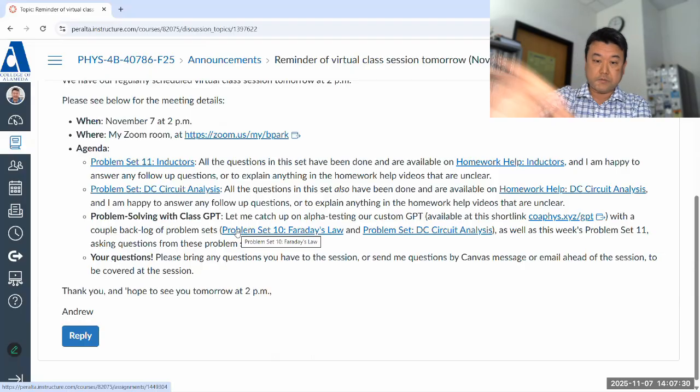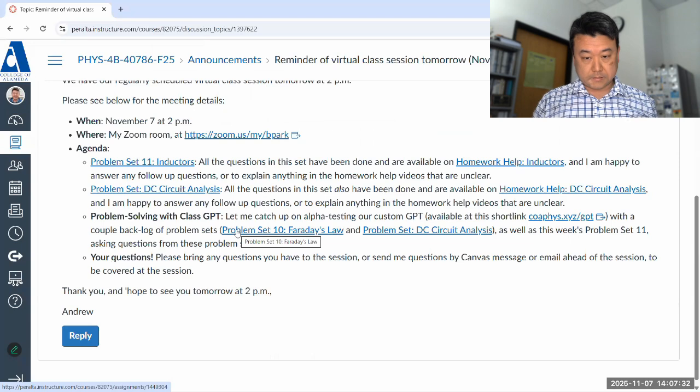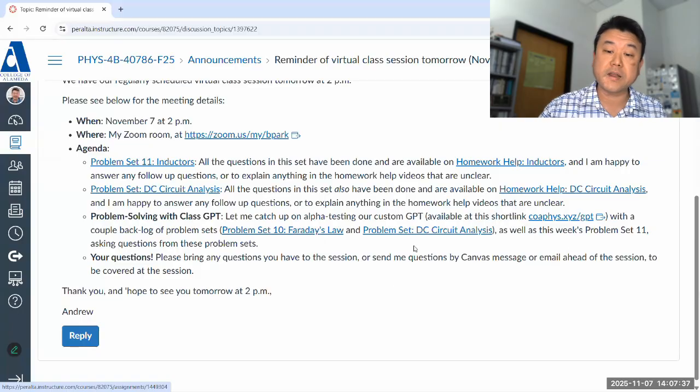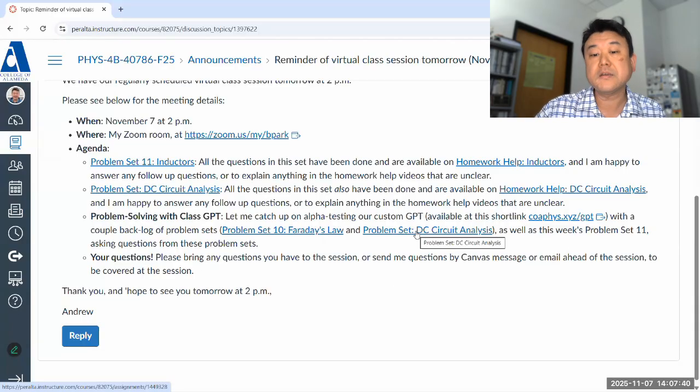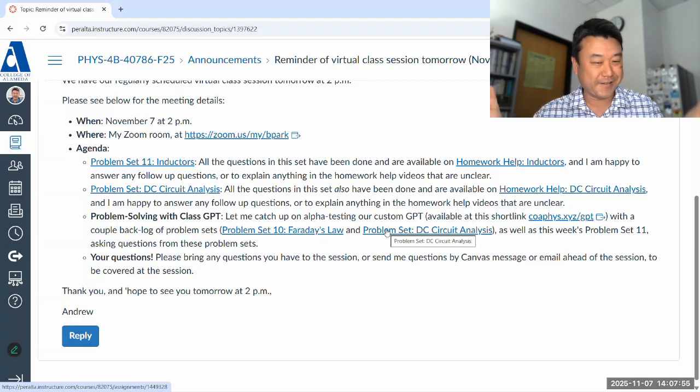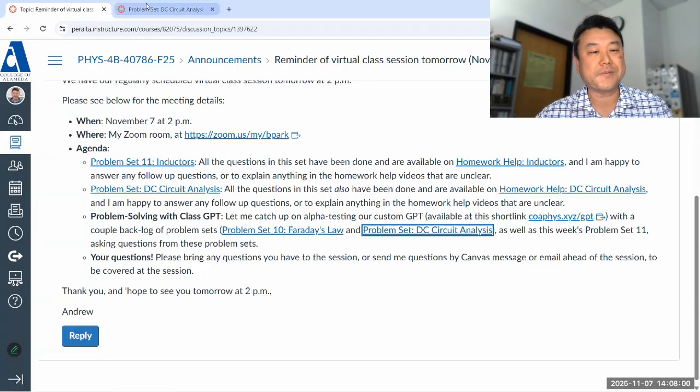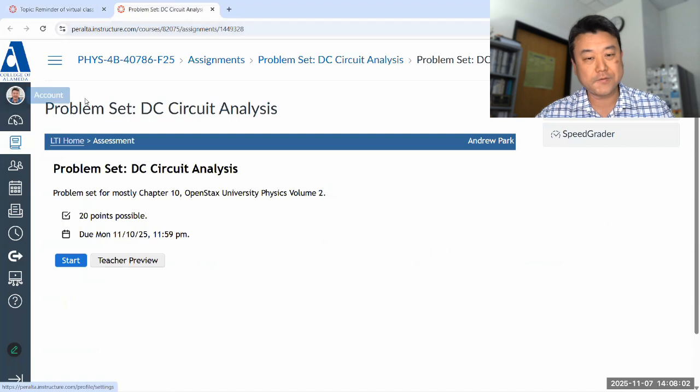So let me do it this way. Let me actually start out with a DC circuit analysis, because that kind of comes chronologically. This can come at the very beginning. And then I thought I might just edit CoA Physics GPT live during this session. So let me at least do this DC circuit analysis part with the current version of CoA Physics GPT that you all have access to.